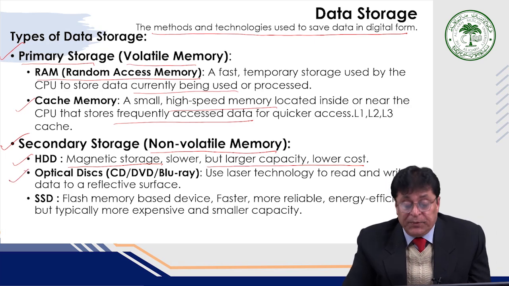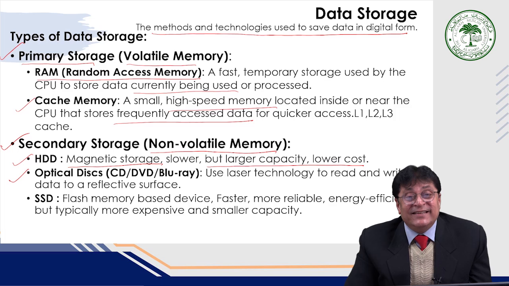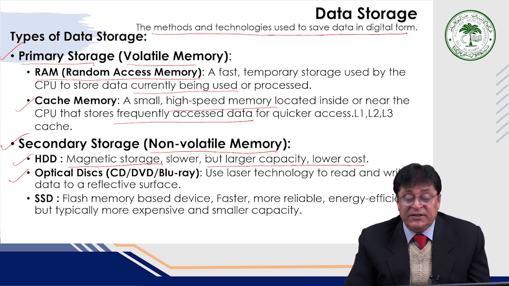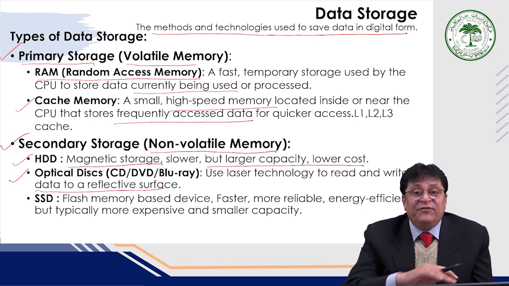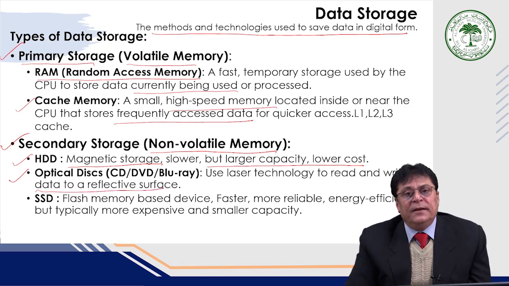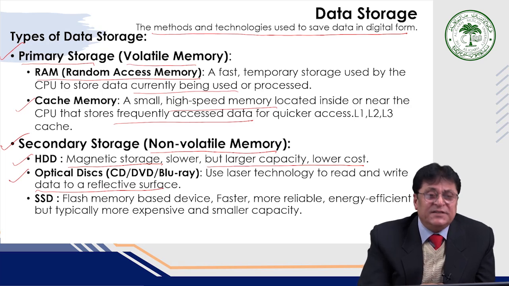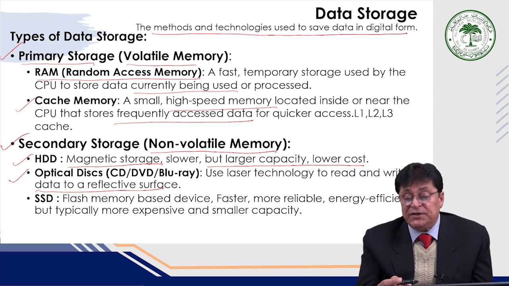Another very cheap secondary storage medium is optical disk, which is either a CD, compact disc, or DVD, digital versatile disc, or a Blu-ray disc, which uses optical technology or laser technology to read or write data to a reflective surface. Many of us make use of these discs, which are very inexpensive, but they offer high storage capacity.